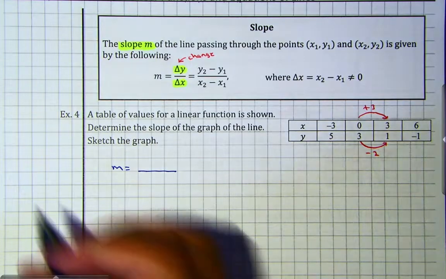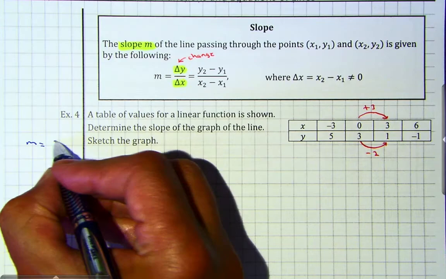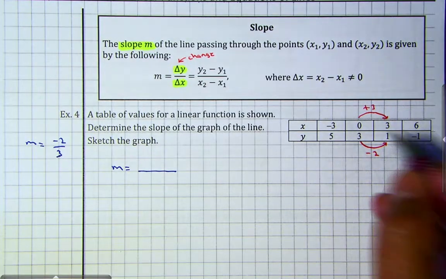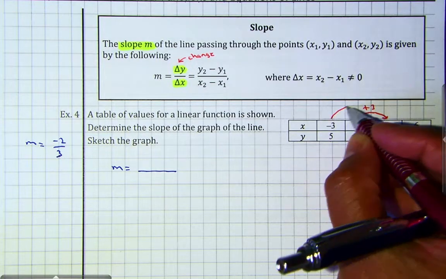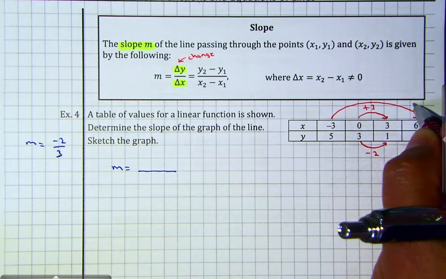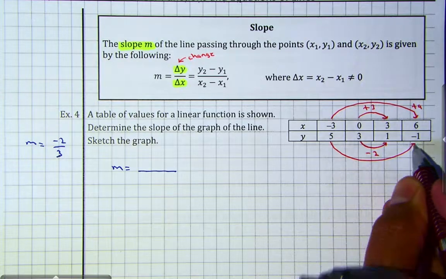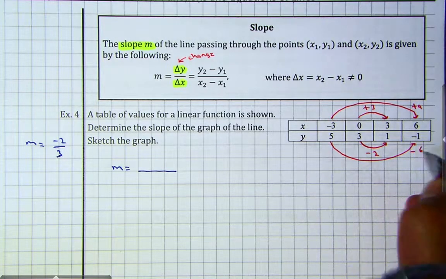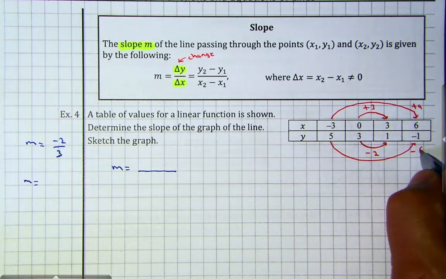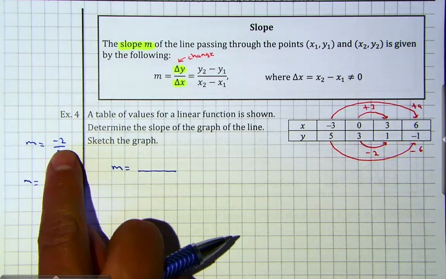And if I think of what is the change in y, it decreased by 2. So therefore, my slope, the change in y, is negative 2 over 3. Or if you want to get two other points, you can go from negative 3 all the way down to 6. The change in x increased by 9. And I go from 5 all the way to negative 1. It decreased by 6. So therefore, my slope is the change in y over the change in x, which is the same thing as negative 2/3.